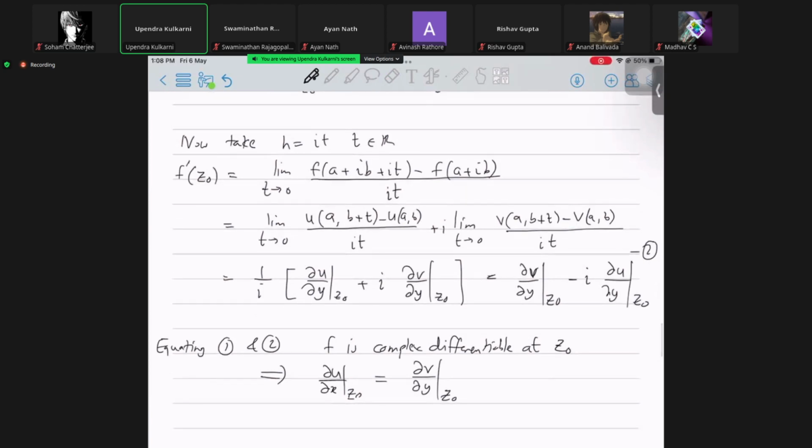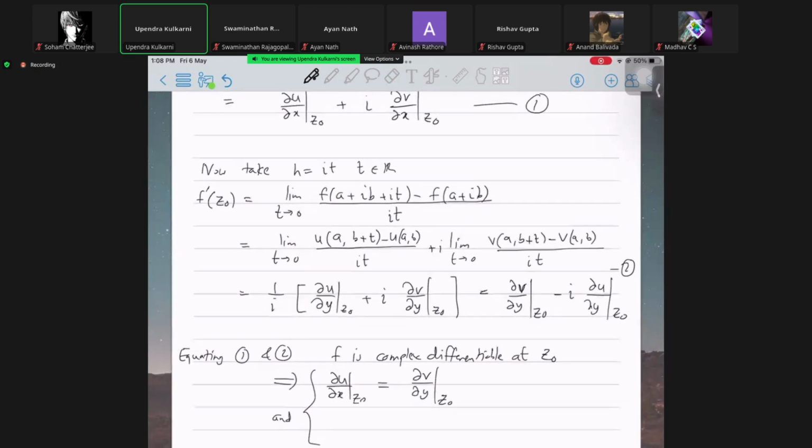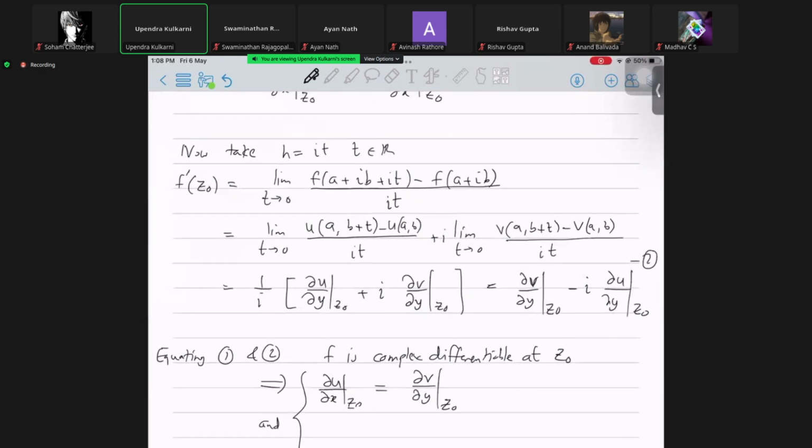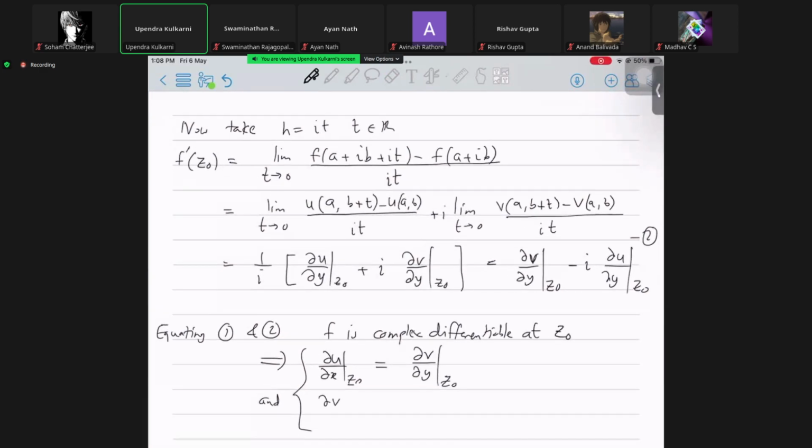And what? Let's look at the imaginary parts. The first one has imaginary part del v by del x, and that has to equal not del u by del y at z naught, but with a minus sign. In fact, more is true.